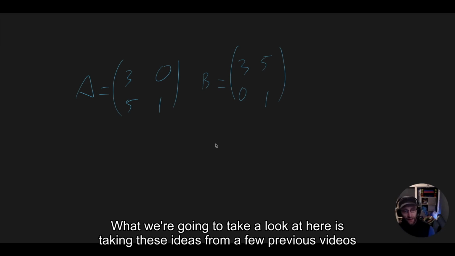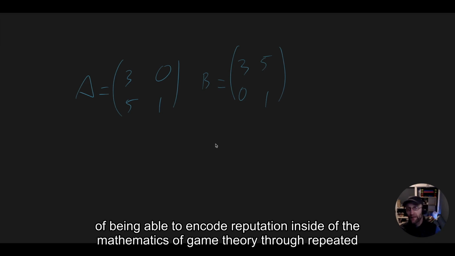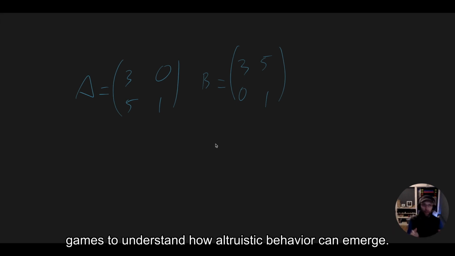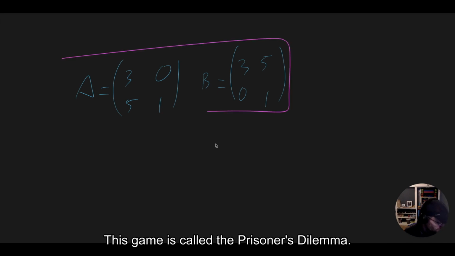What we're going to take a look at here is taking these ideas from a few previous videos of being able to encode reputation inside of the mathematics of game theory through repeated games to understand how altruistic behavior can emerge. And what we're going to use is this game here. This game is called the Prisoner's Dilemma.